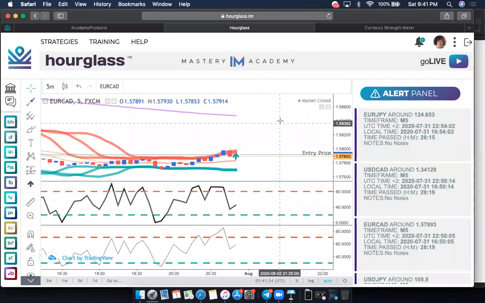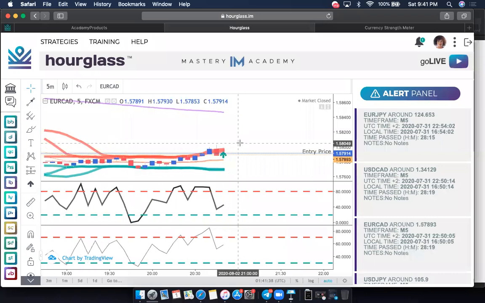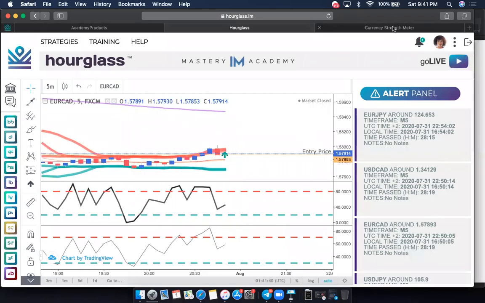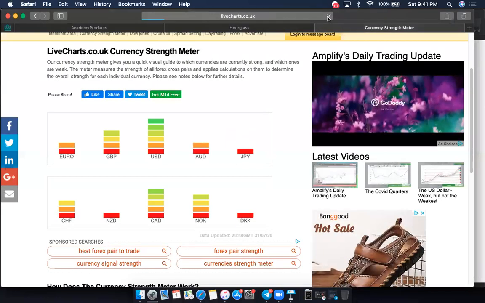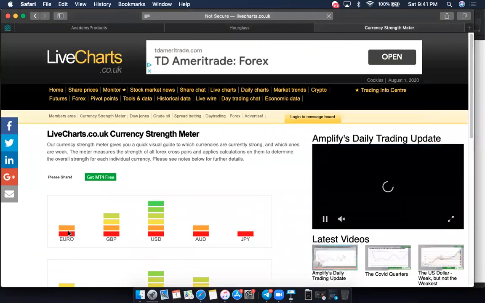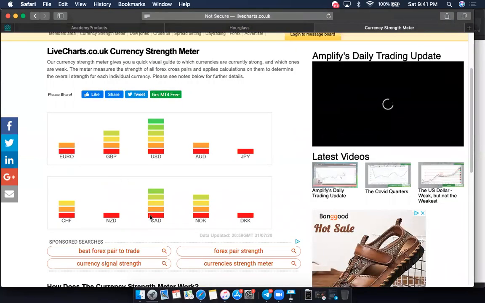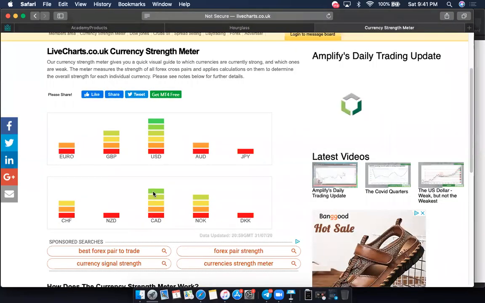All right, trading made easy. The second should be stronger. So that means we'll go to our currency strength and refresh it. The euro has 2 bars, and CAD has 5 bars. Perfect. And it's much stronger.